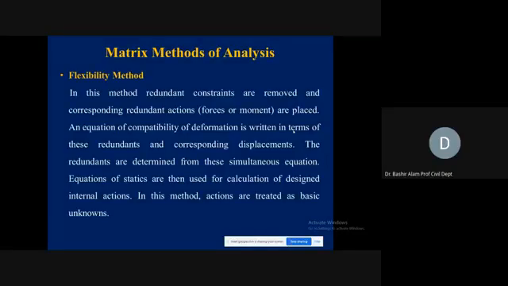In this method, redundant constraints are removed and corresponding redundant actions, force or moments, are placed. An equation of compatibility of deformation is written in terms of these redundants and the corresponding displacements. The redundants are determined from these simultaneous equations. Equations of statics are then used for calculation of designed internal actions. In this method, actions are treated as basic unknowns. Now, let me know if you have any difficulty with this definition or with all these things which we are going through.